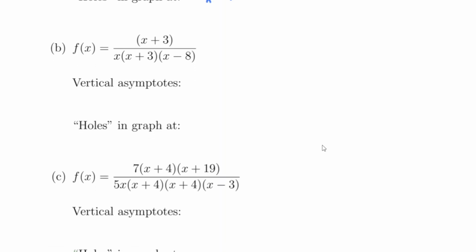Okay, let's look at another example. f of x equals x plus 3 over x times (x plus 3) times (x minus 8). Now, we're going to get a hole in the graph at x equals negative 3. There'll be a hole in the graph. Now, what are the other ones? Well, x equals 8 is a vertical asymptote.